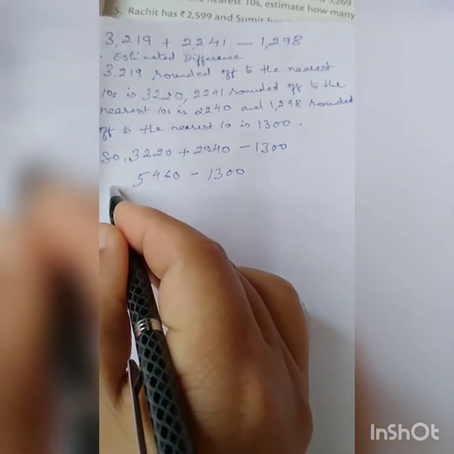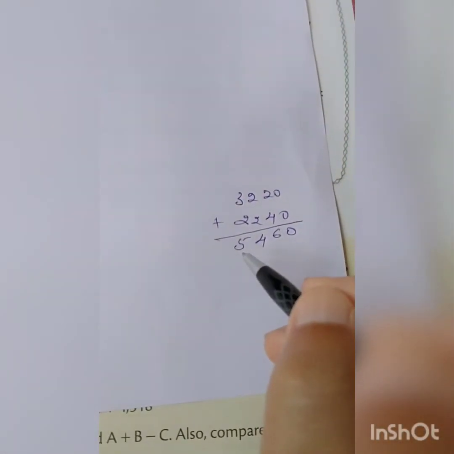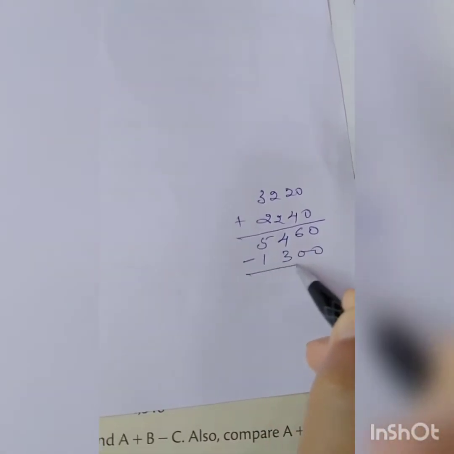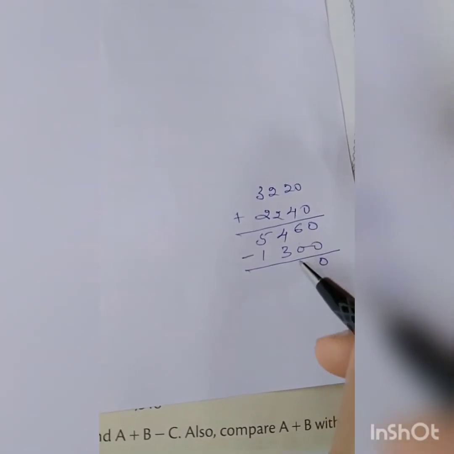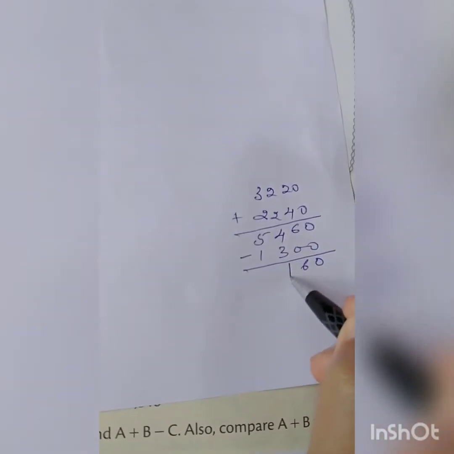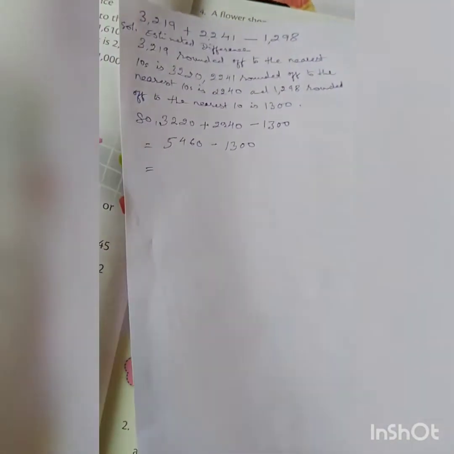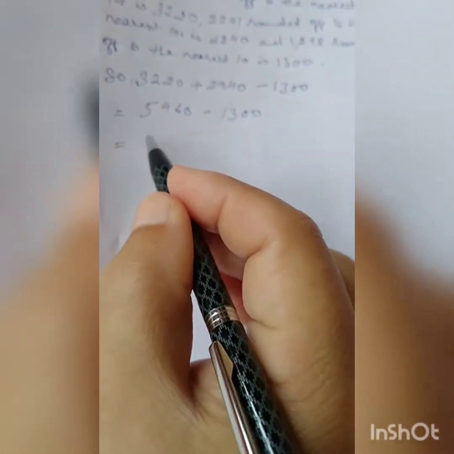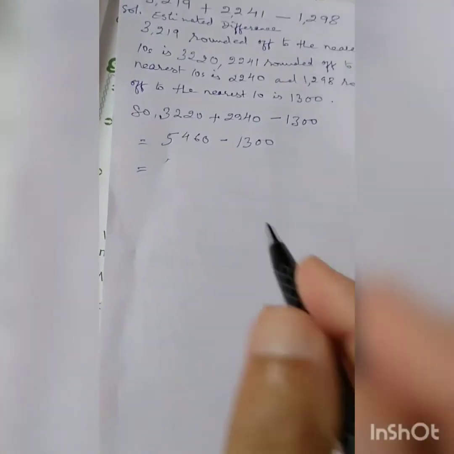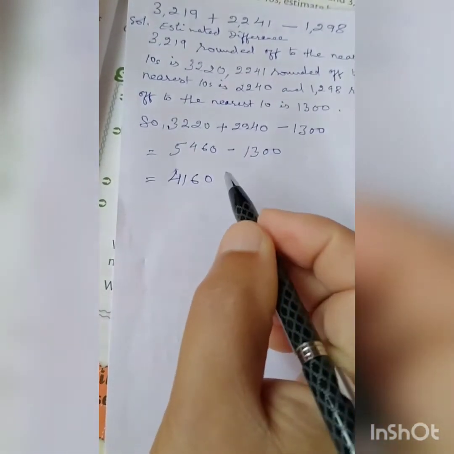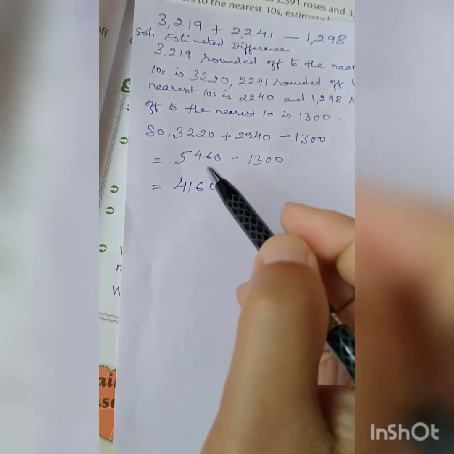So you can put the calculator, you know. Now from this we have to subtract 1300. 0 minus 0, 0, 6 minus 0, 6, 4 minus 3, 1, 5 minus 1, 4, so 4160 is the estimated difference, okay.